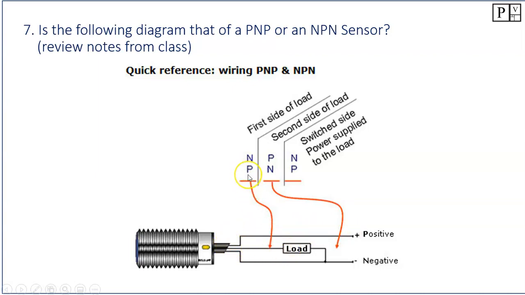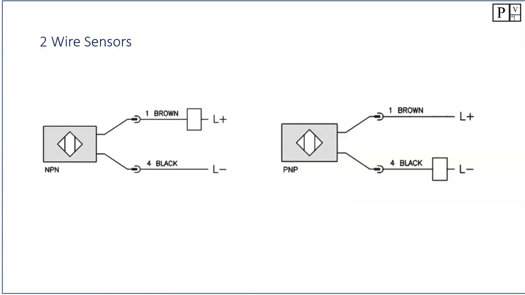So the first letter is telling us what we're switching. So this is going to be a PNP sensor. It's providing a source of positive current into the PLC. The PLC already has a reference to the negative here. Okay, I may give you a 2-wire or a 3-wire diagram. I'm probably going to give you a 3-wire, but just to show you the 2-wire sensors here.